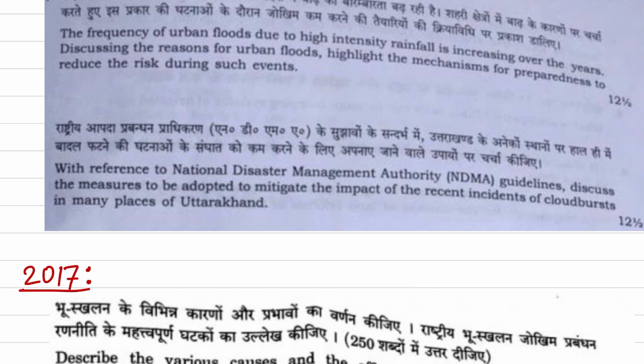Now we have the NDMA, that is the National Disaster Management Authority. It was constituted under the NDMA Act, and NDMA has a website of its own. On the website they have mentioned certain guidelines, and these guidelines we have to follow. Why? Because the question has been asked from those guidelines. These guidelines are generally vague. You can also guess them, but it is better that you just go through the website once. We will discuss this in details.